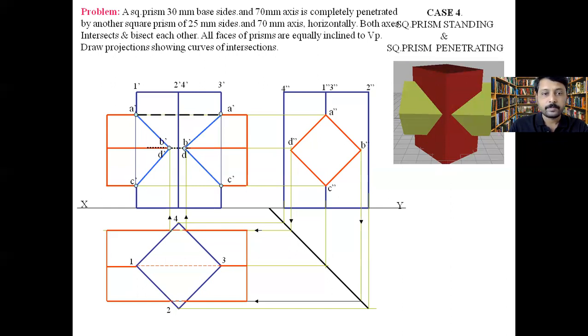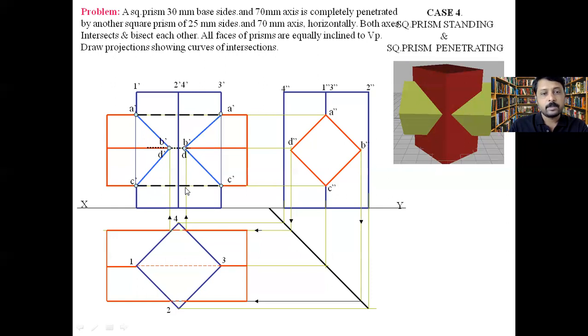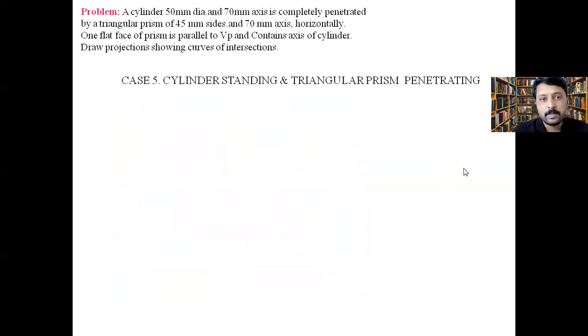Now complete the view with the help of these hidden lines. I hope you are understanding this, there is no confusion. Let us see which example is there. Cylinder standing and triangular prism penetrating.